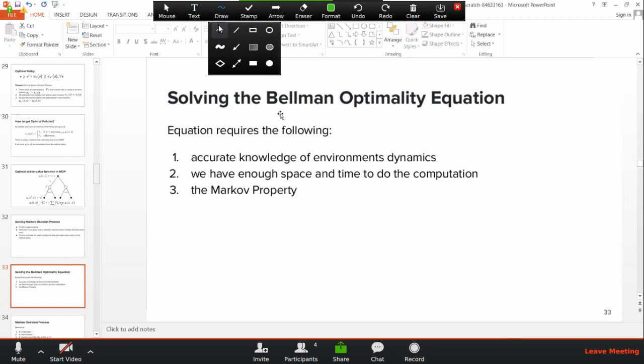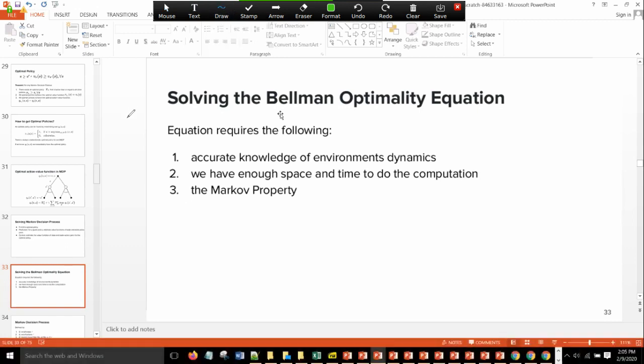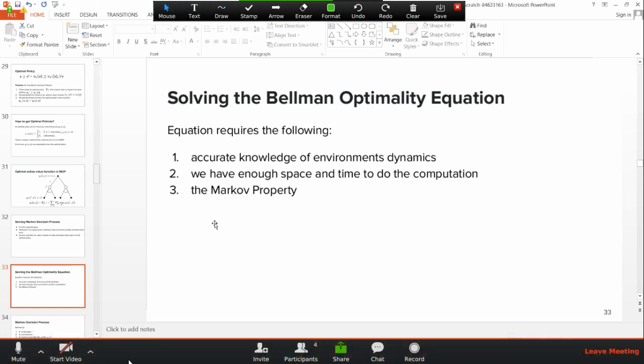For solving the Bellman optimality equation, there are some conditions. You should know the accurate dynamics of the environment. Dynamics of the environment is compulsory. And we should have computational constraints towards space and time. And whatever problem we are solving should obey the Markov property. What is the Markov property?